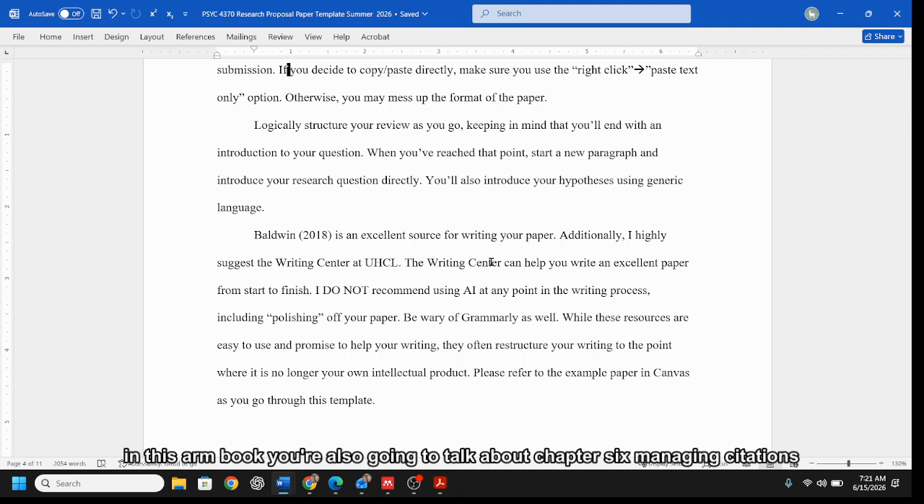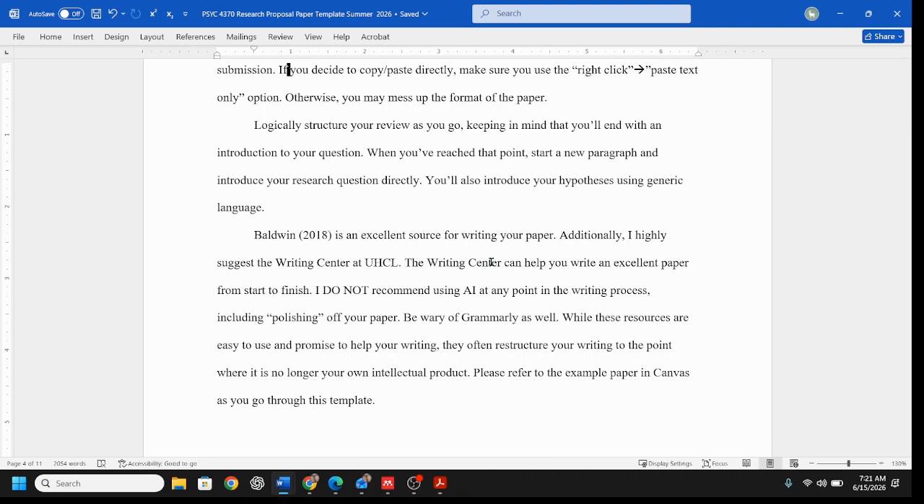You're also going to talk about chapter 6, managing the citations. But there's a lot of wonderful tips and hints in Baldwin, especially if you're considering going to graduate school. I would hang on to that book.